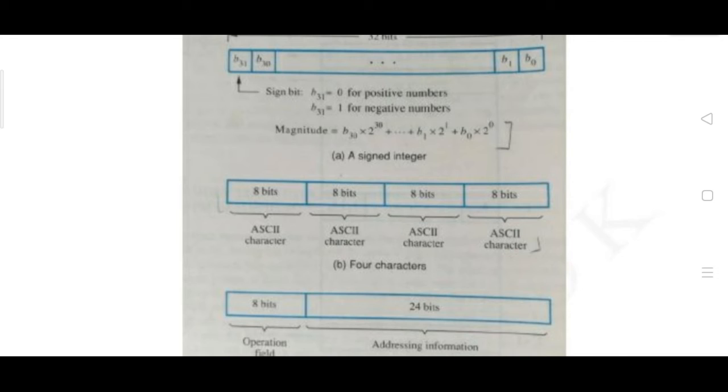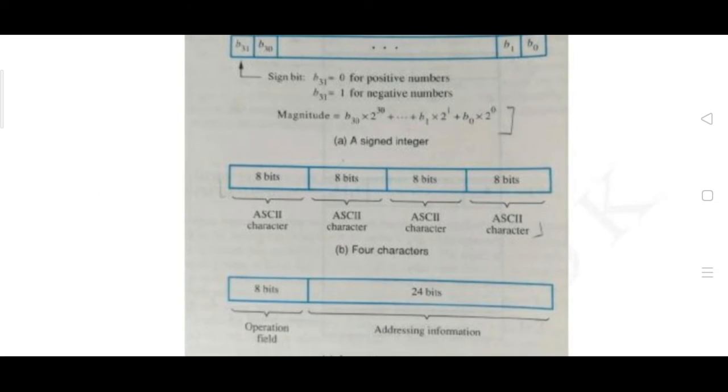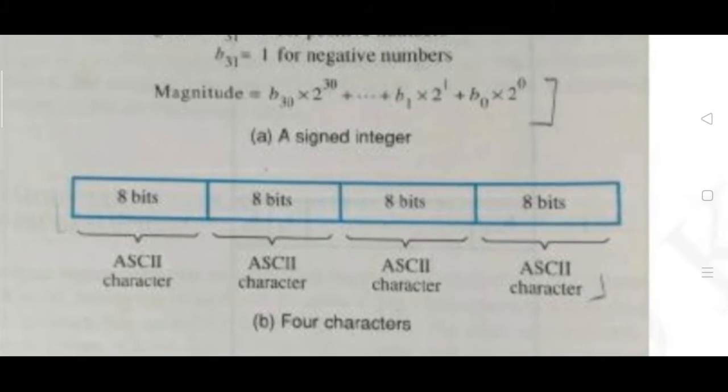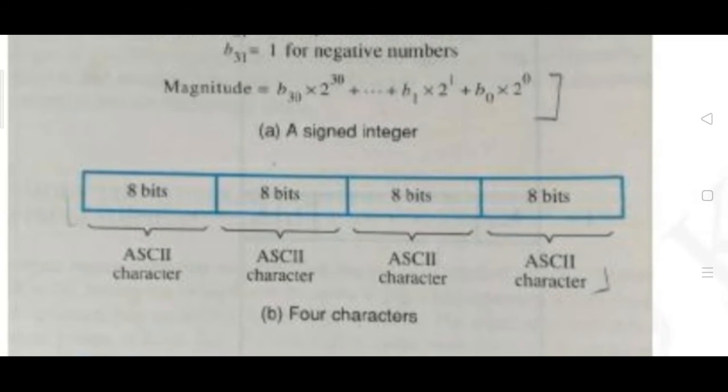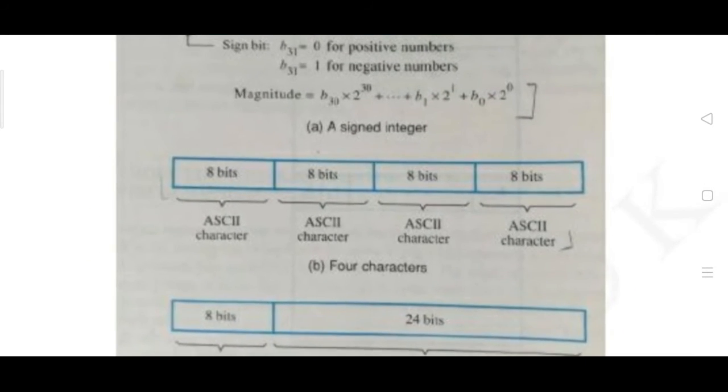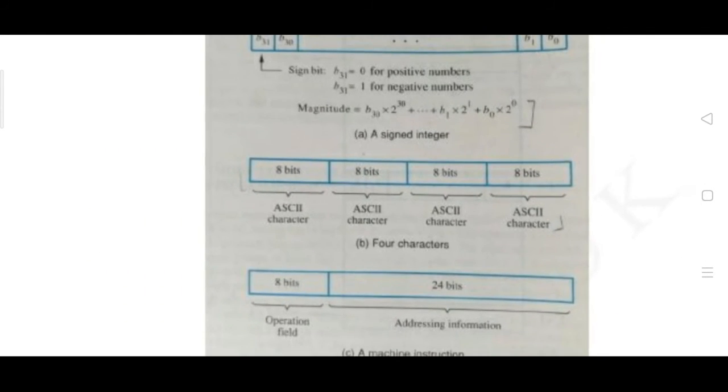So one word can store how many characters? See here, a set of 4 bytes is marked, where each byte is capable of storing 1 character. Please remember, the size of a character is 1 byte. So a row which contains 32 bits is equal to how many bytes? 4 bytes. That is what is marked here: 4 characters. With 8 bits per byte, you can see ASCII characters can be stored.